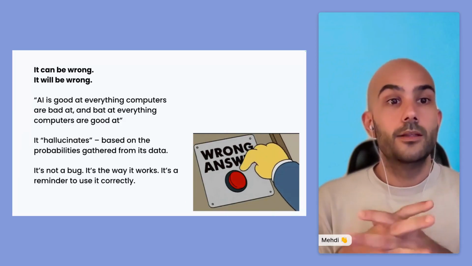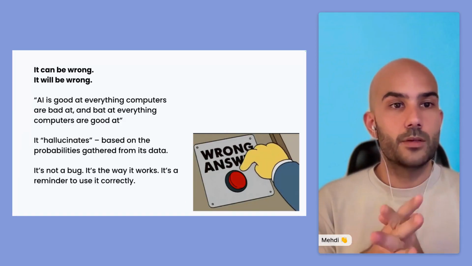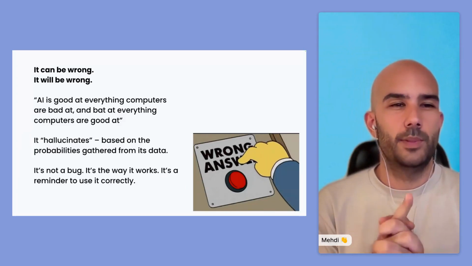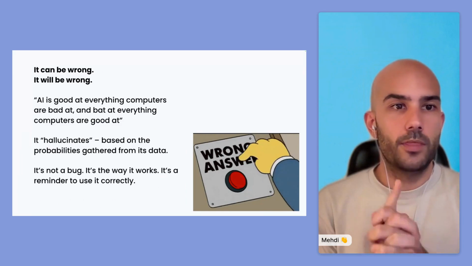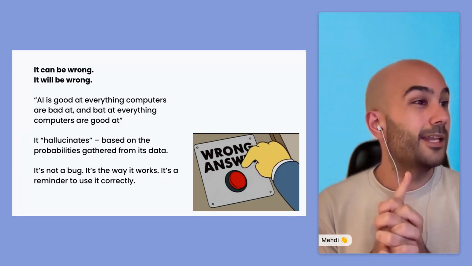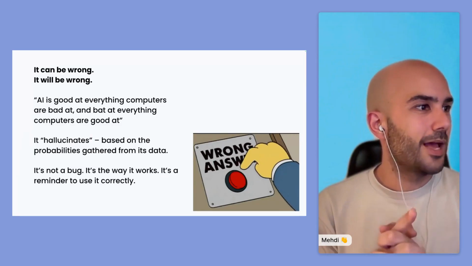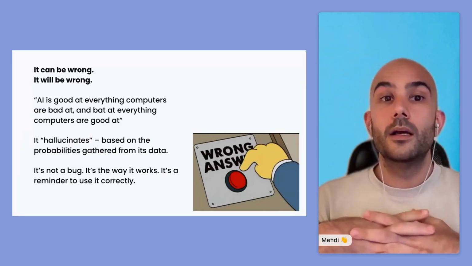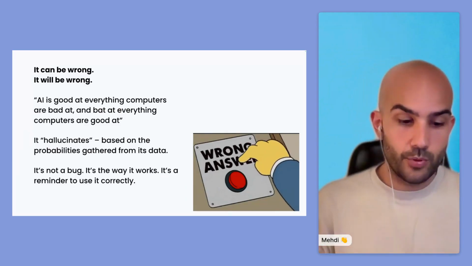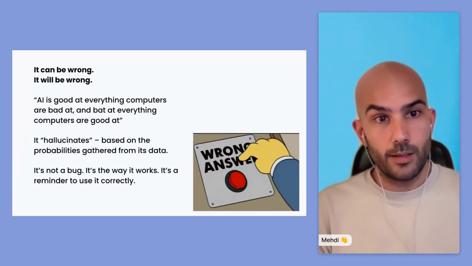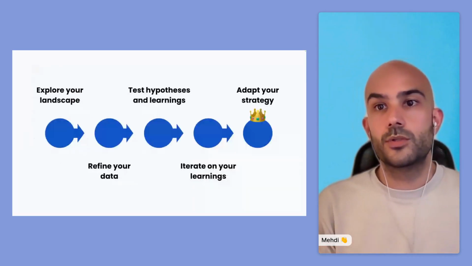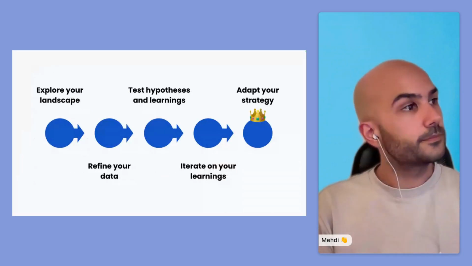It's here. I love this phrase. I'm sorry, I just forgot to put it in; I'm going to add this in the presentation before sharing the webinar. The author of the quote, this is a great quote: AI is good at everything computers are bad at, and bad at everything computers are good at. AI will hallucinate answers because it's based on probabilities. It's not based on the truth, and it's not a bug. It's just the way you should work with it.